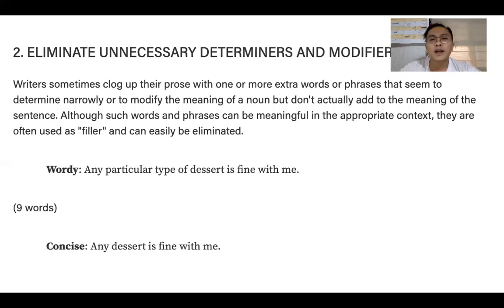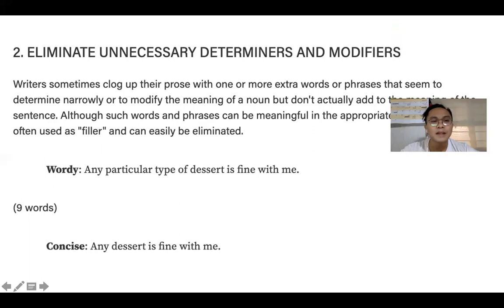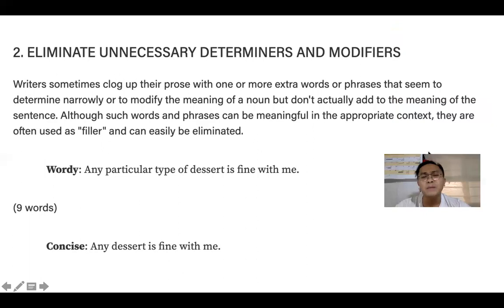And the second one, for us to avoid using unnecessary words, we can eliminate unnecessary determiners and modifiers. So writers sometimes clog up their prose with one or more extra words or phrases na tingin natin is that seem to determine narrowly or to modify the meaning of a noun, but actually hindi siya nagbibigay ng meaning din sa sentence. Nagiging sobrang complicated lang. Kaya madalas tinatawag siyang filler, pangdagdag lang doon sa mga tingin nating pampaganda or parang dull moments sa sentences.